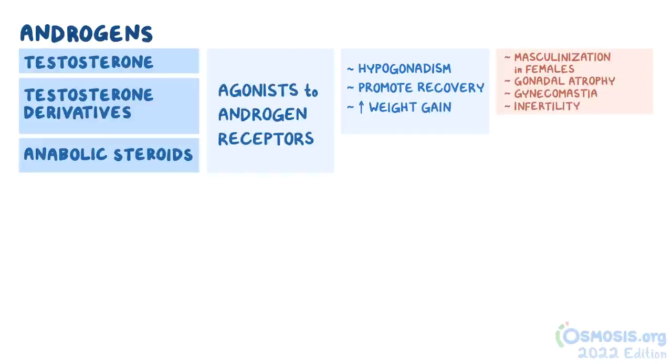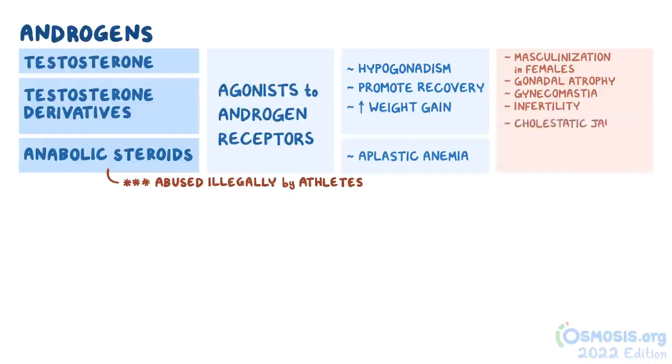Anabolic steroids are used only in the treatment of aplastic anemia, while they have also been abused illegally by athletes to boost their athletic performance. Their side effects are similar to those caused by testosterone and testosterone derivatives, but they can also cause cholestatic jaundice, liver cancer, and coronary heart disease.